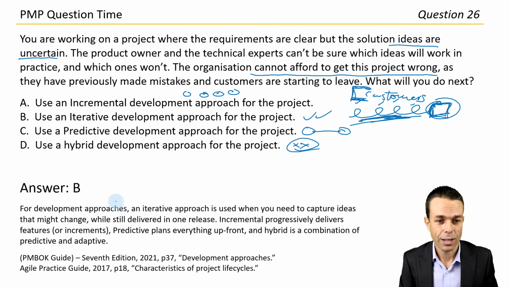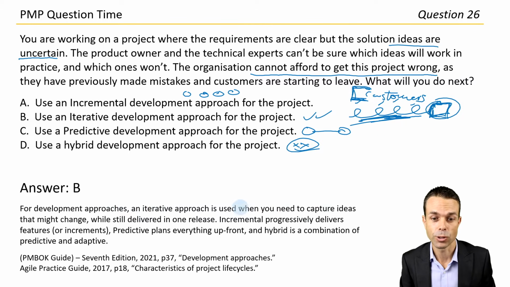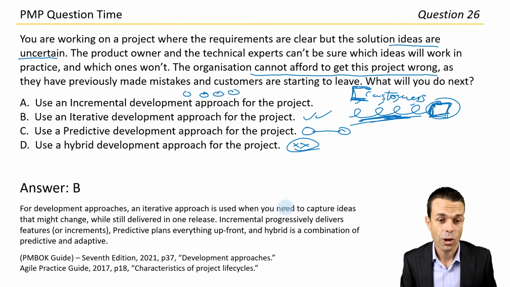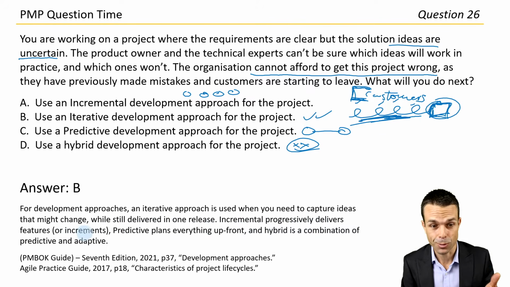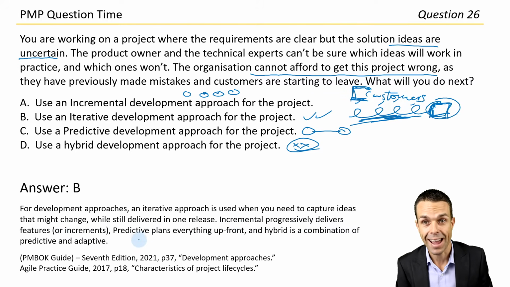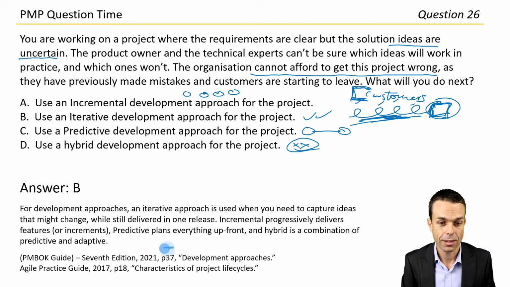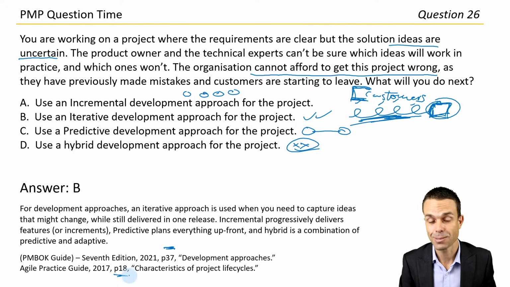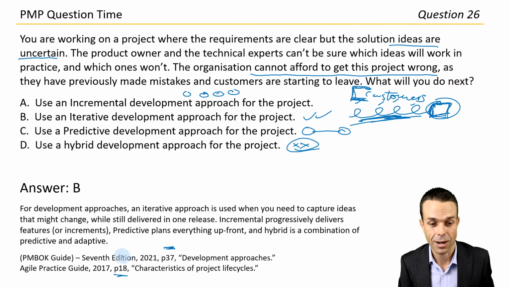Okay, all right. For development approaches, an iterative approach is used when you need to capture ideas that might change while still delivering in one release. Okay, that's good to know. Incremental progressively delivers features or increments. Predictive plans everything up front, and hybrid is a combination of predictive and adaptive. So this is page 37 under development approaches and page 18 as well, in the Agile Practice Guide. So that's pretty cool. So this is the PMBOK Guide as well as the Agile Practice Guide under characteristics of project life cycles. Very, very handy to know and good information to have.